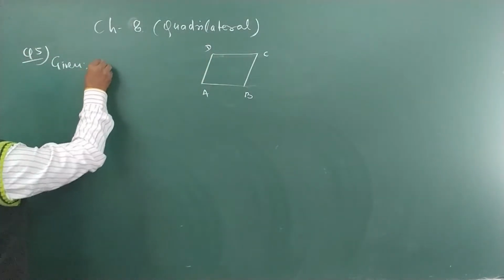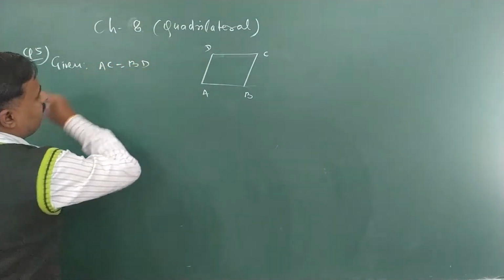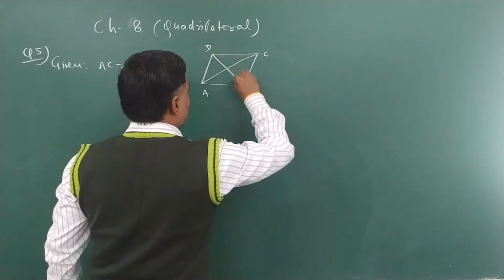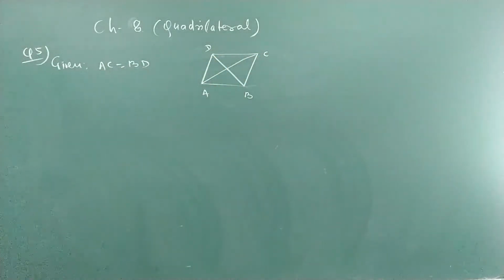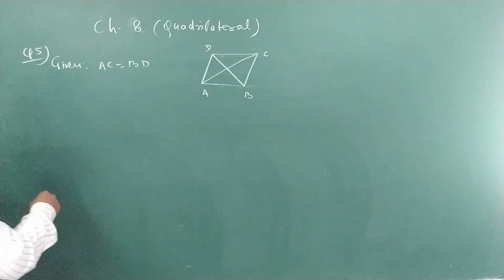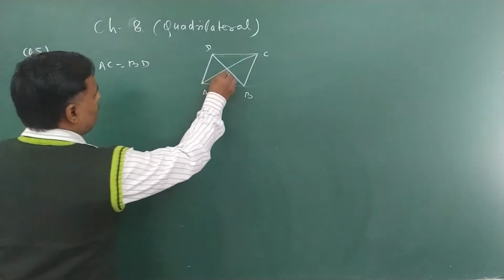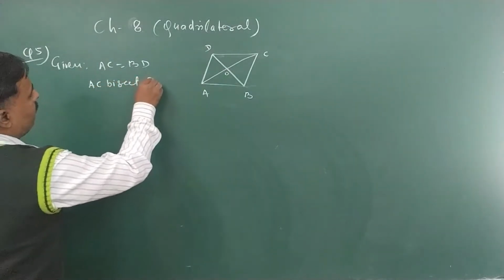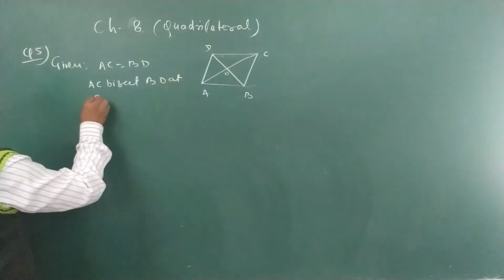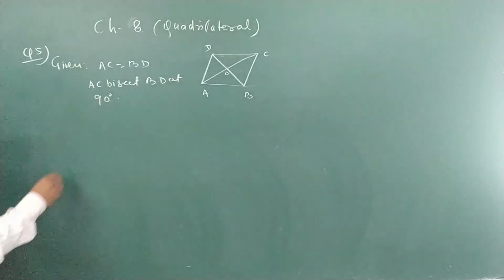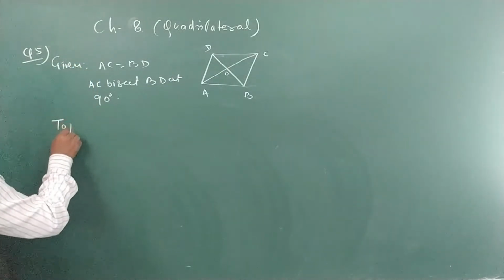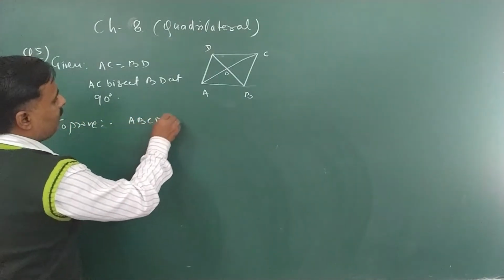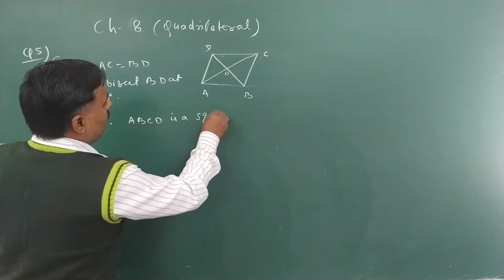So what is given? AC is equal to BD. And they are bisecting each other at 90 degree. So we can say AC bisects BD at 90 degree or right angle, you can say. So what we are proving here, to prove, we prove that ABCD is a square.